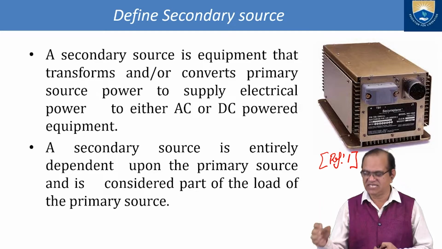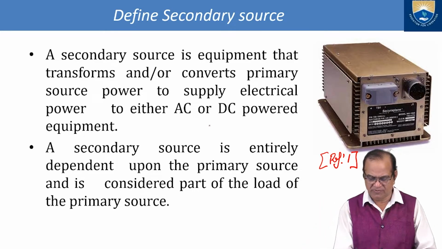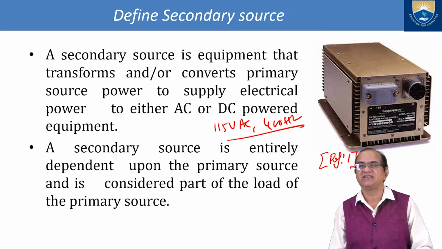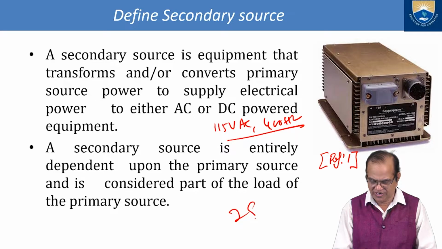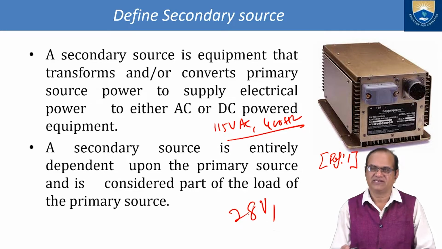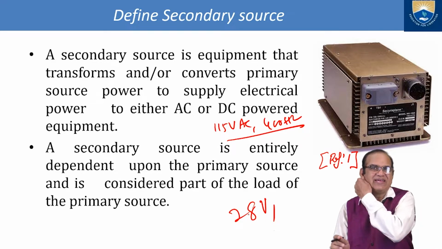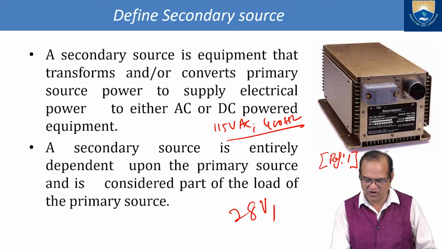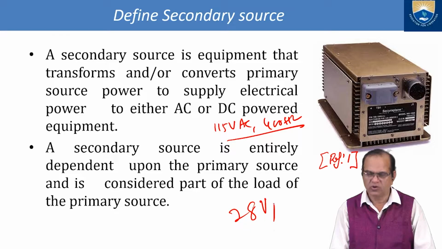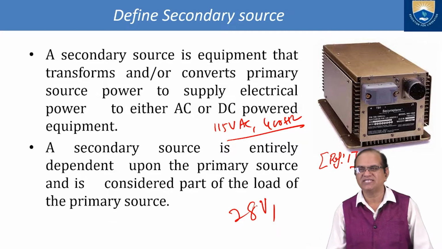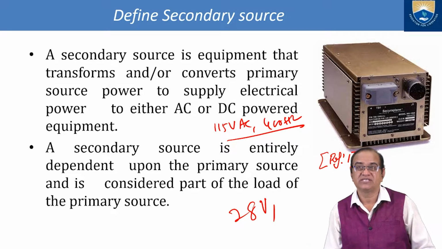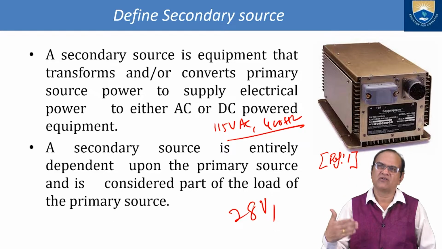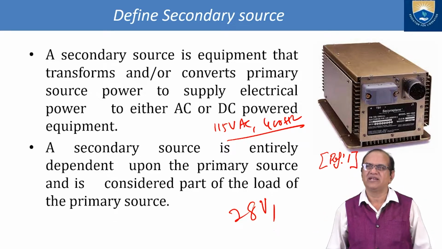rating. Like AC, normally we supply with 115 volt AC and 400 hertz. But sometimes we need 28 volt DC. So there will be a converter, and this will convert from 115 volt to 28 volt DC. So like this, these secondary sources are used to convert from one form to another.